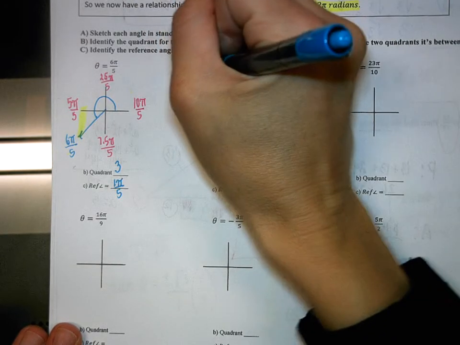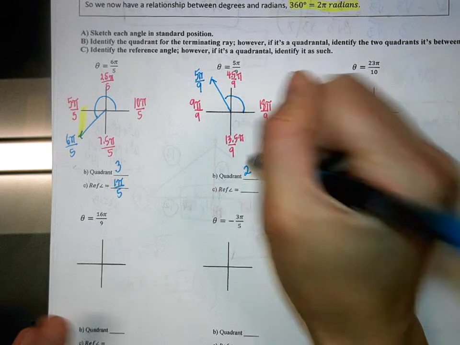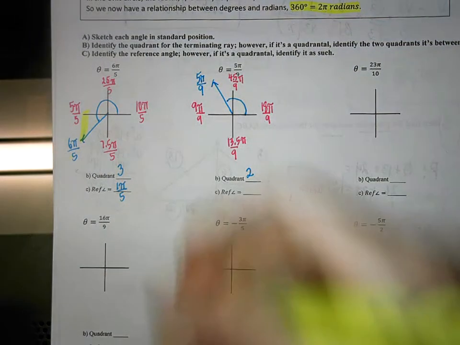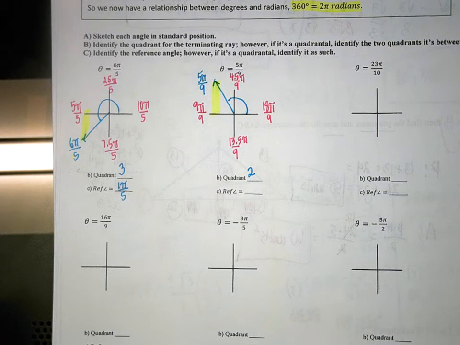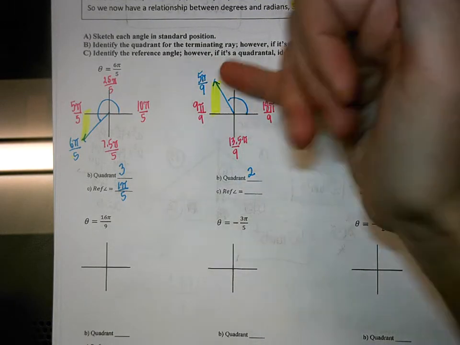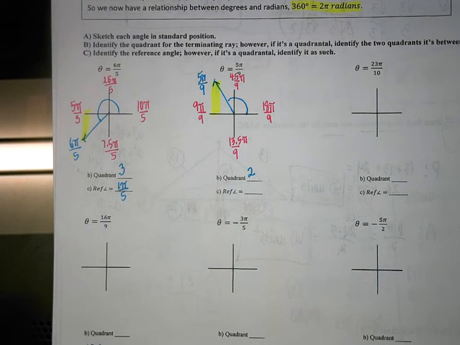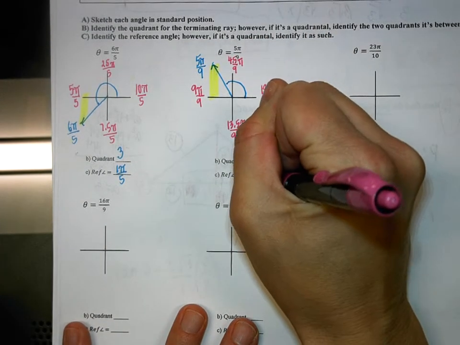Okay, so we have 5 pi over 9. We know it's in quadrant 2. Now for our reference angle, we know that we always go to the x-axis, and it's always positive. So what will it take to get from 5 to 9? Very good. The reference angle is 4 pi over 9.